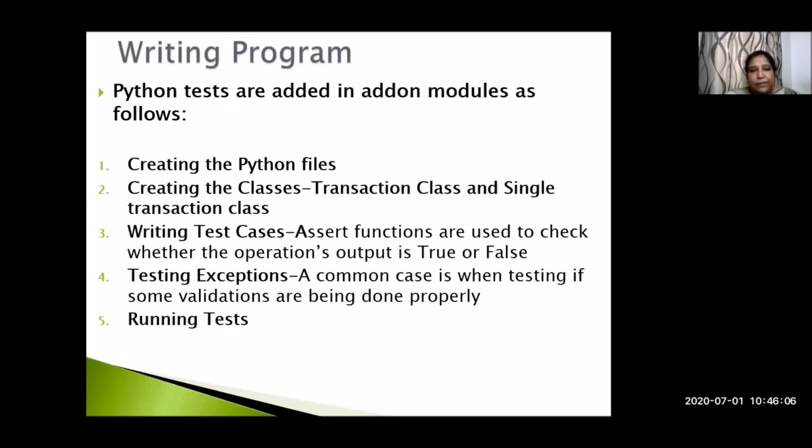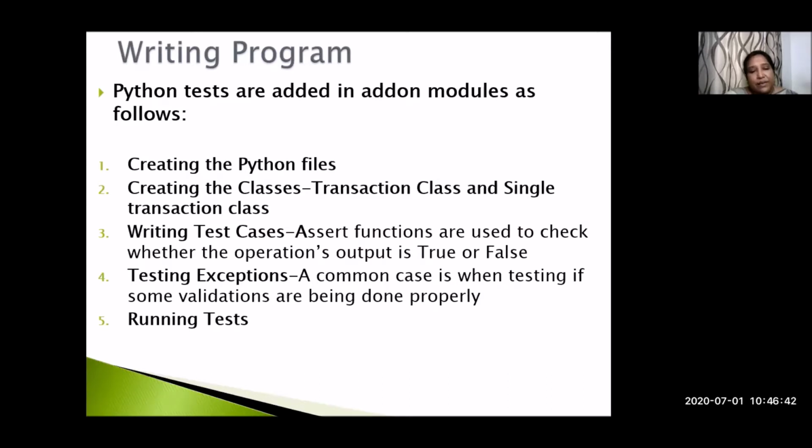And the fourth step, testing exceptions. Suppose you are taking 2 numbers, and checking whether the number is greater than or equal to. In this one, in addition to greater than or equal to, you want to check whether both the numbers are equal. That is called testing assumptions. If you are testing assumptions, a common case is testing if some validations are being done properly.